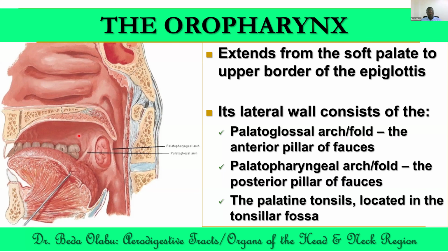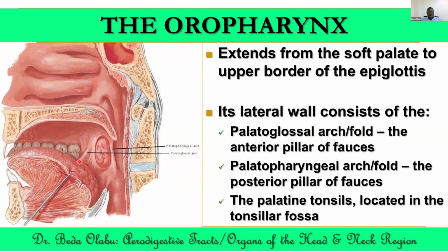So remember, the palatoglossal fold, the anterior pillar of Pharynx, is the one that anatomically separates the oral cavity proper from the oropharynx. And so we can consider the posterior tongue to be in the pharynx and the anterior tongue to be in the oral cavity proper. Take note again that that gap formed by the anterior pillars of Pharynx is what we call the oropharyngeal isthmus.